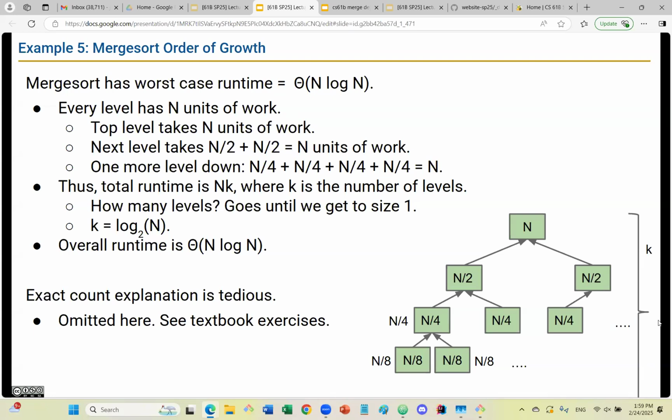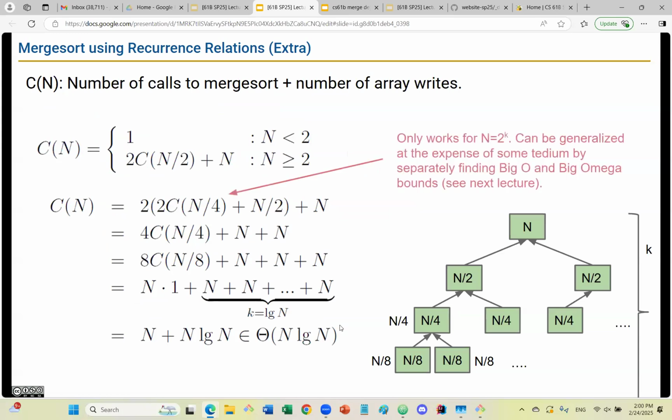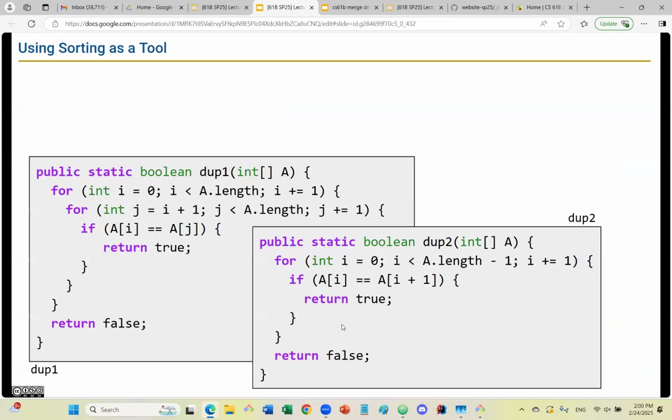How many layers do we have total? Log n. Why is that? Well, we're cutting each array in half until we get down to n equals 1. So that's the number of times we need to halve the size of n until we get to 1, and that's the definition of log n. So our total runtime ends up becoming n times log n here. Here's the formal definition or the full proof, but you don't really need it. It just works.